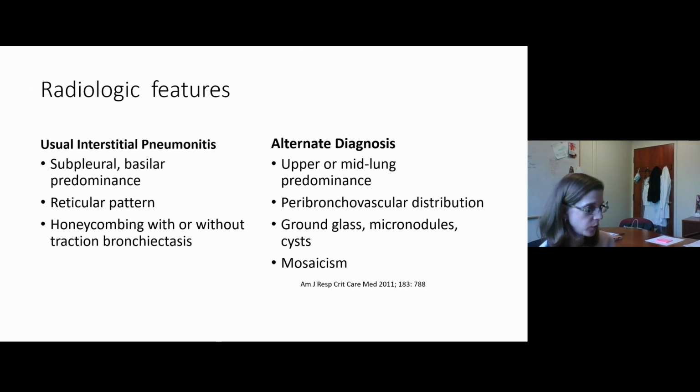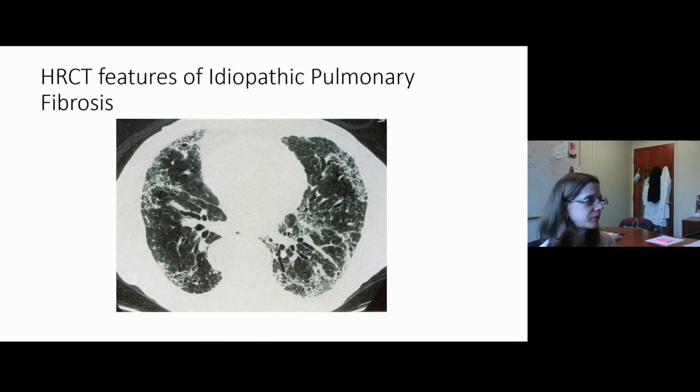So if you have all of those features and you have an absence of alternative features, no ground glass, no micronodules or cysts, no air trapping, no upper lobe predominant versus basilar predominant, then you can feel pretty comfortable with the diagnosis. If you have some of these atypical features, particularly if it's in a clinical setting that's not typical for IPF, that may be a situation where you want to think about a surgical lung biopsy.